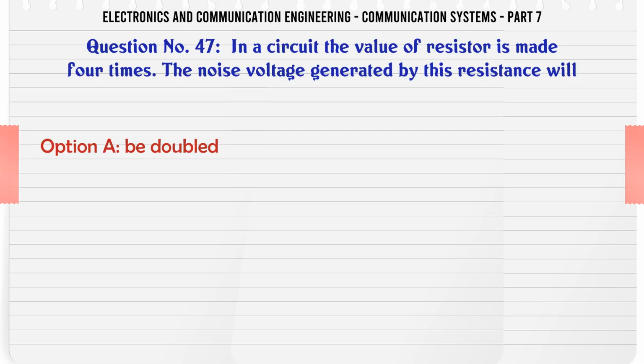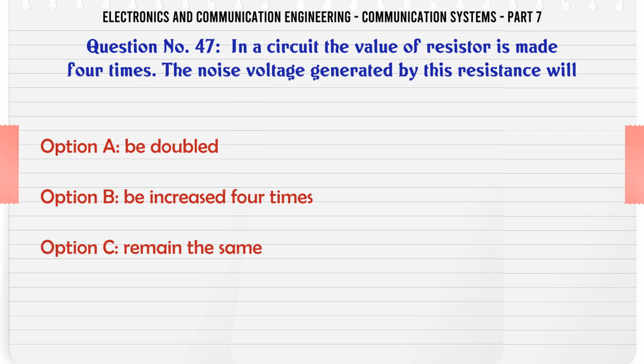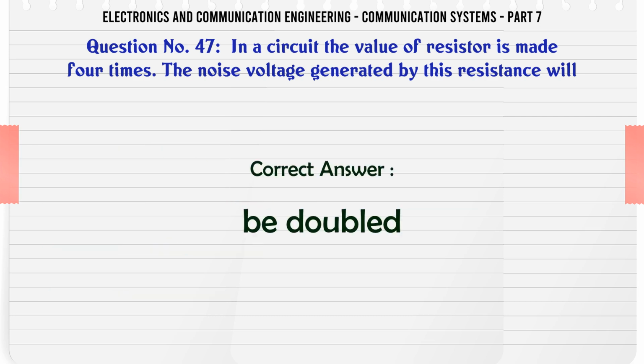In a circuit, the value of resistor is made 4 times. The noise voltage generated by this resistance will A be doubled, B be increased 4 times, C remain the same, D become half. The correct answer is A, doubled.